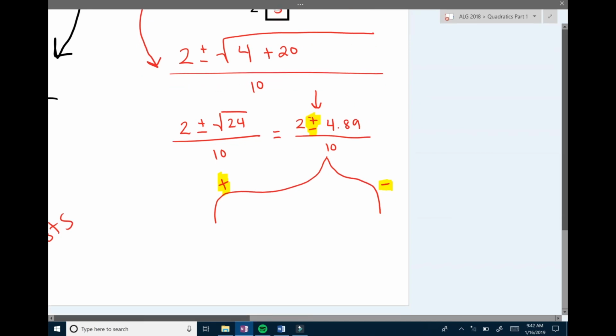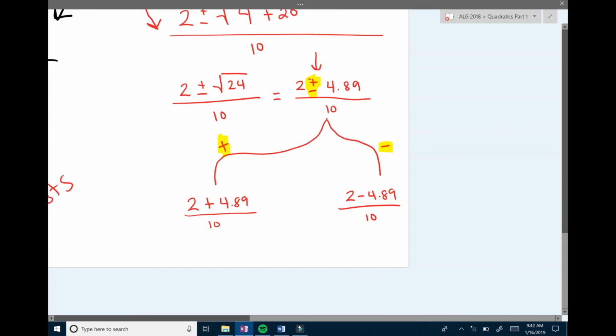So I'm going to take my 2 and plus it on this side. So plus 4.89, and then I'm going to divide that by 10. On the right hand side, I'm going to do the opposite. Instead of plusing it, I'm going to minus it. So that's 2 minus 4.89, divide that by 10. Okay, and now I just solved this using my calculator. So 2 plus 4.89, divide that by 10, and I get an answer of 0.689.